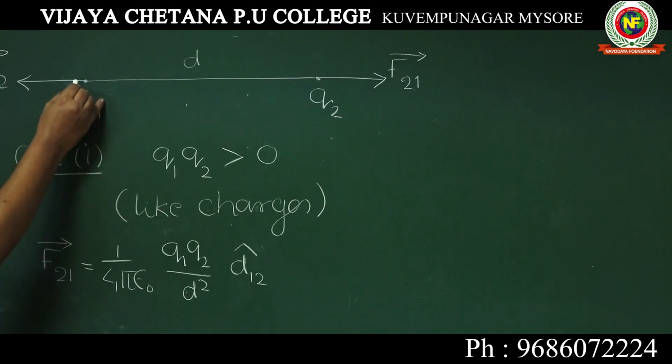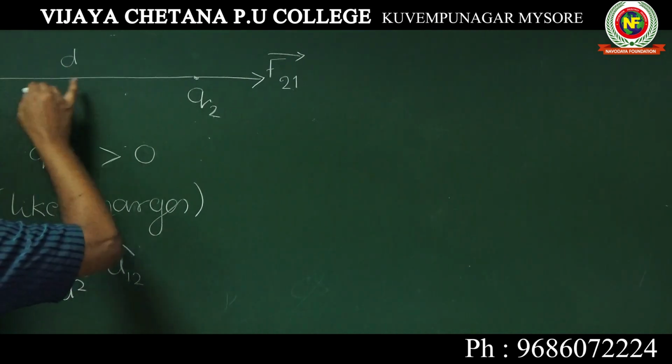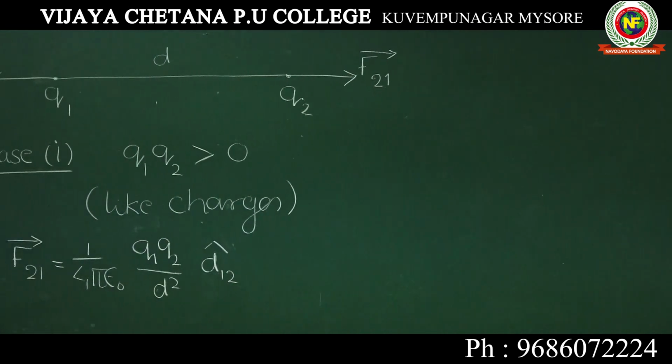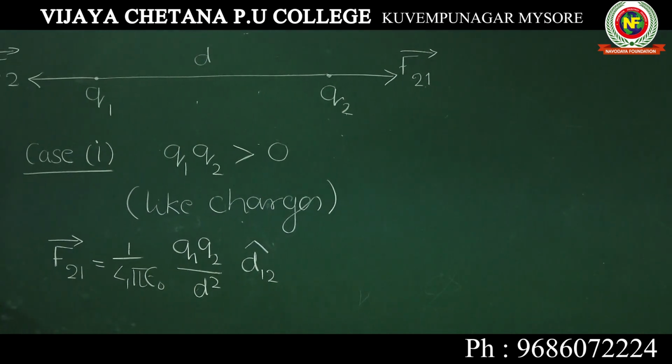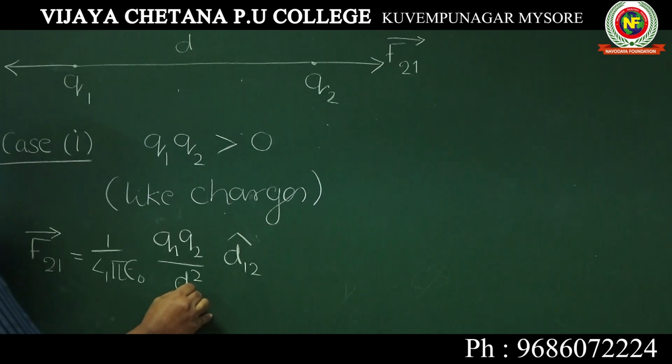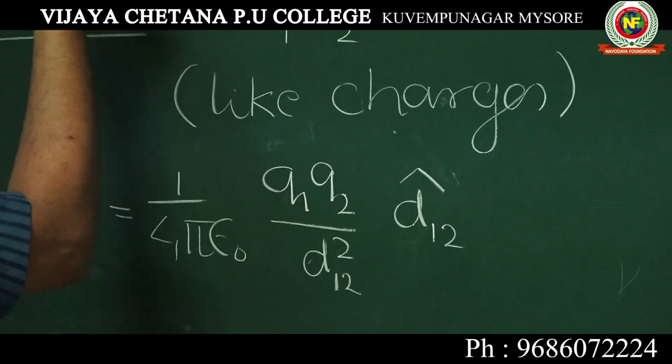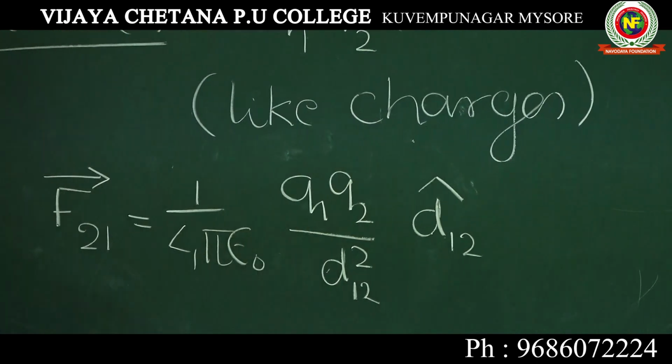In what direction it is? D12. From 1 to 2. In this direction the force is acting. This is case 1. Even you can write the subscript here, no problem. Anyway, this is magnitude. Whether we write it or not, D12 or D21 in magnitude remains the same.